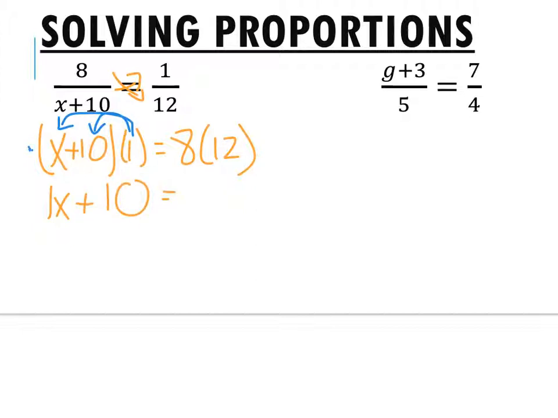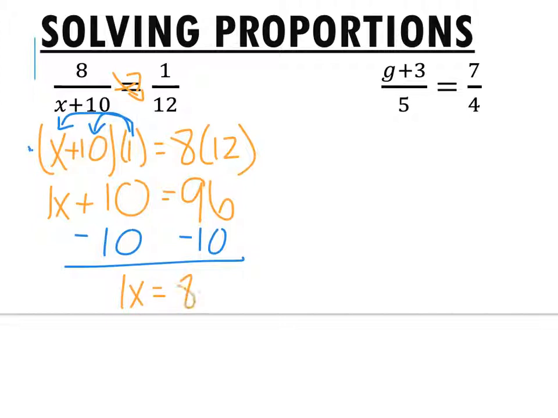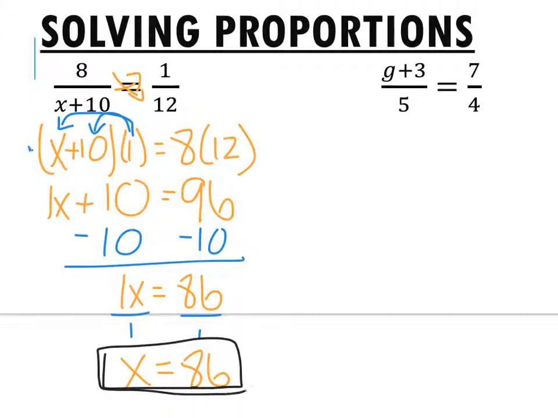And then I got to take 8 times 12, so let me grab my calculator. 8 times 12 is 96. And now we have a 2-step equation. Minus 10, minus 10. 1x is equal to 86. Divide by 1, and x is equal to 86. So proportions start off looking crazy, but end up being equations that I know you guys are really good at solving.